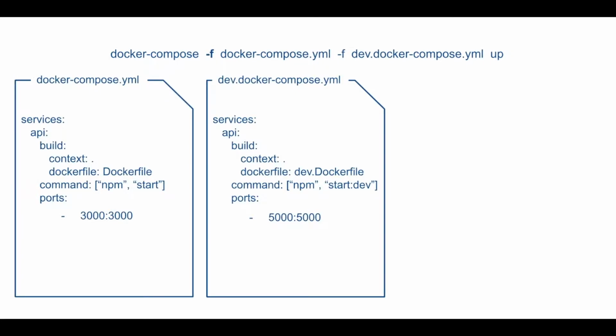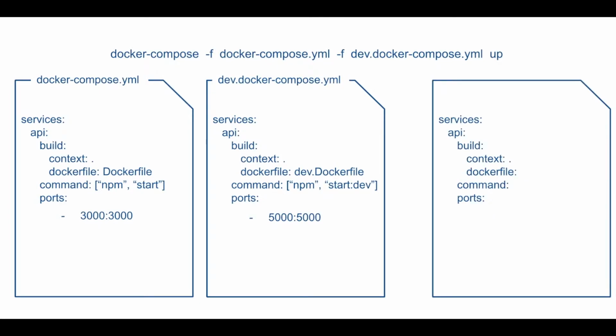What we see happening here is the first Docker Compose file establishes some of the commands. The second Docker Compose file then extends or overrides some of those commands. For example, we've overridden the Dockerfile that's used for development specific purposes. We've also extended the ports that are allowed for Docker Compose.